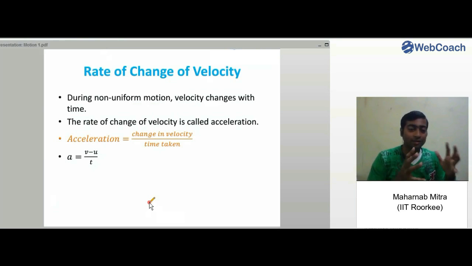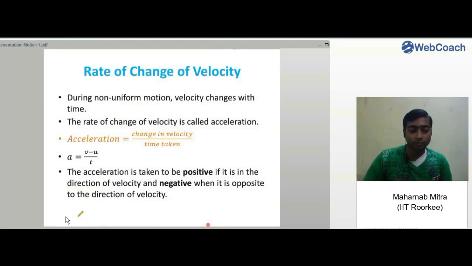So by symbols we can write it as a for acceleration equals (v minus u) by t, or final velocity minus initial velocity divided by time. v is for final velocity, u is for initial velocity. So final velocity minus initial velocity divided by time will give us nothing but the acceleration. The acceleration is taken to be positive if it is in the direction of velocity, and negative when it is opposite to the direction of velocity.